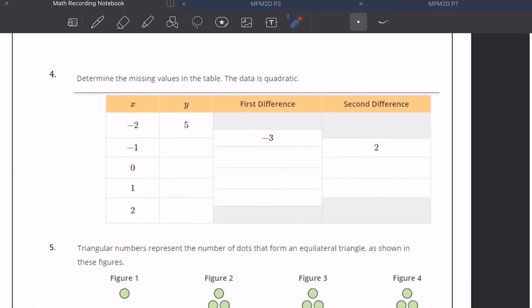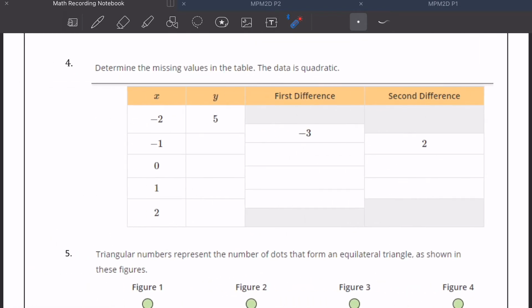All right, so here we have a chart. Determine the missing values of this chart. I'm going to get you guys to pause this video and try it. See where you get with it.